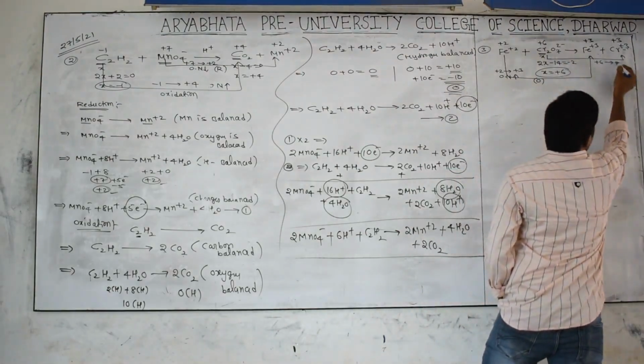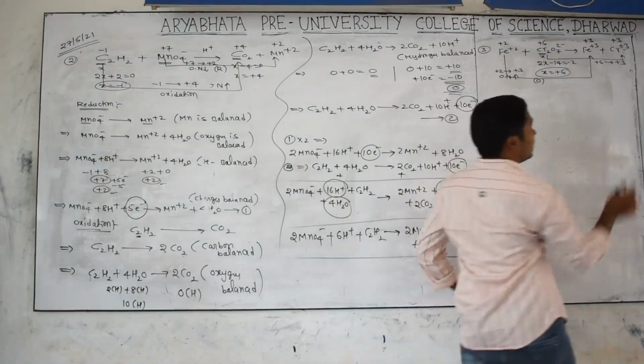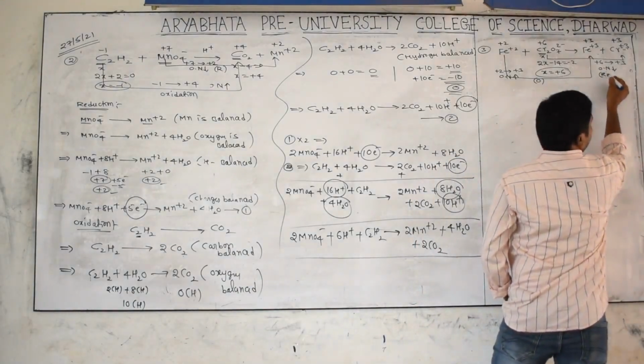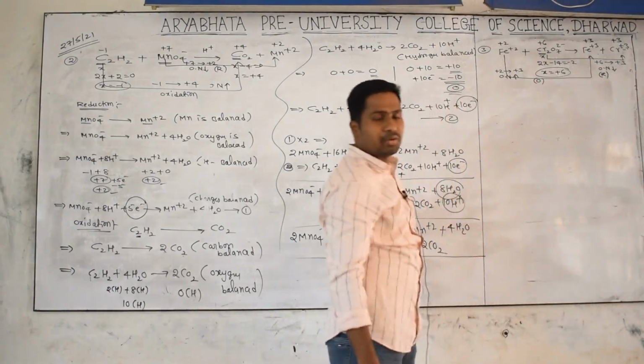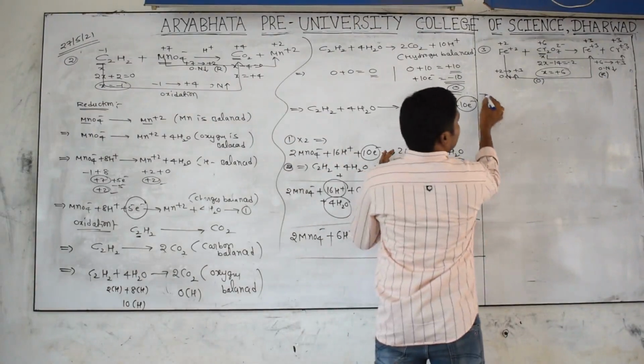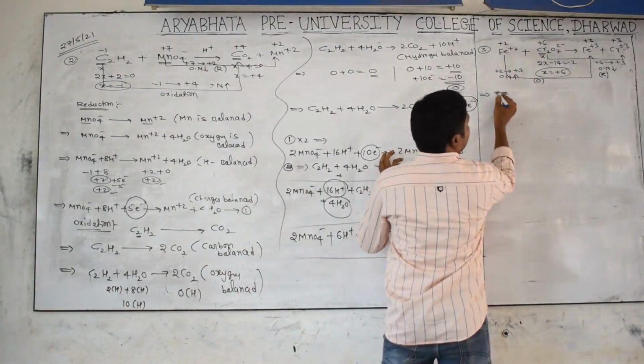Plus 6 to plus 3. Plus 6 to plus 3 means the oxidation number is decreasing. Oxidation number decreasing is called reduction. Yes. Now what has to be done? Split it into two halves. First I will explain the reduction reaction.